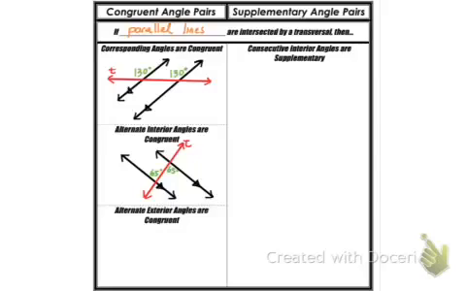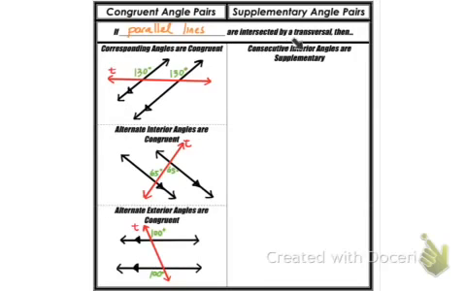The final one, alternate exterior angles, are also congruent. So here's our two parallel lines being cut by a transversal. And then on the outside we have 100 degrees, let's say, and its alternate exterior angle pair would be right here, and that would also be 100 degrees. So these are the three angle pairs that are congruent when parallel lines are being cut by a transversal. Okay, so the key is that these lines have to be parallel in order for these properties to work for these specific angle pairs.